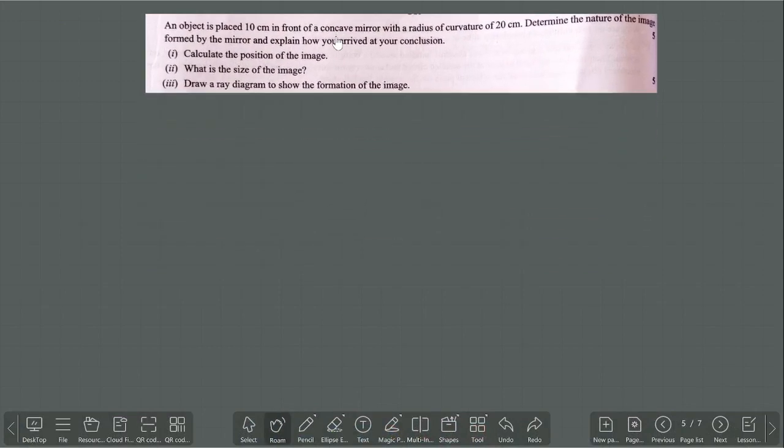If you are getting 5 marks in the light chapter, you can easily score this one. Last, listen, clear. So read the question.